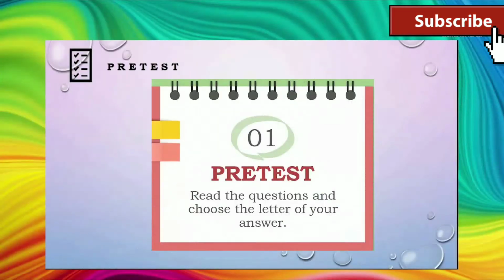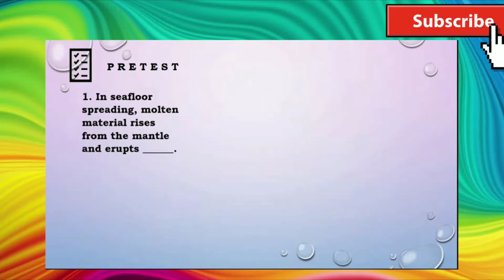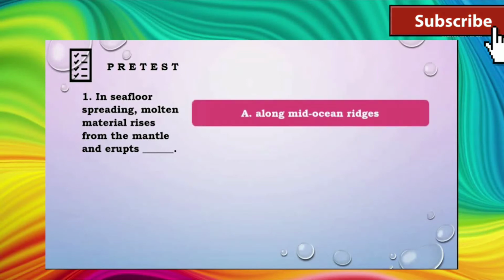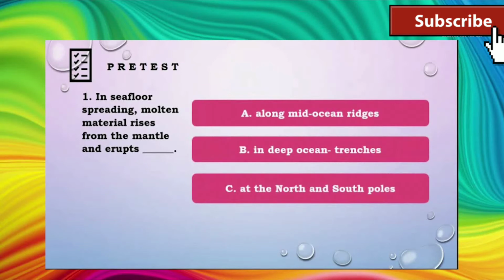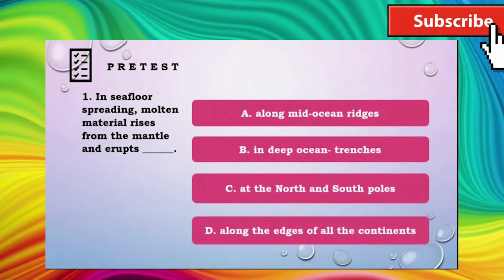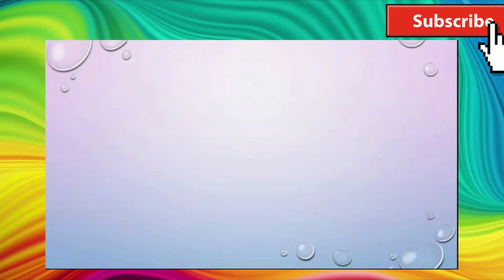Before we start, let's answer a few questions. Analyze the following questions and choose the best answer. I will give you 3 seconds to think of your answer. Number 1. In seafloor spreading, molten material rises from the mantle and erupts blank. A. Along mid-ocean ridges. B. In deep ocean trenches. C. At the north and south poles. D. Along the edges of all the continents. What's your answer? The answer is letter A.